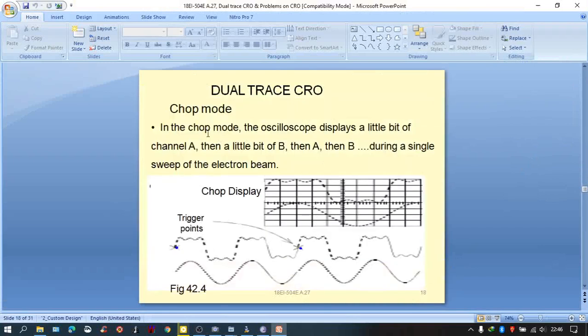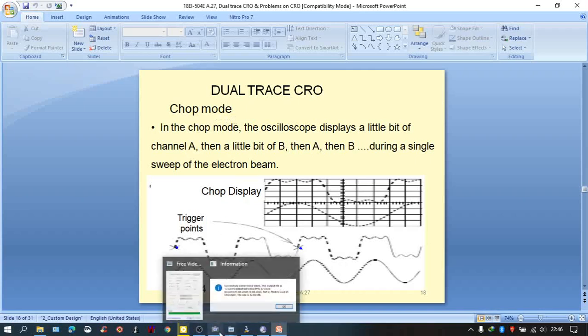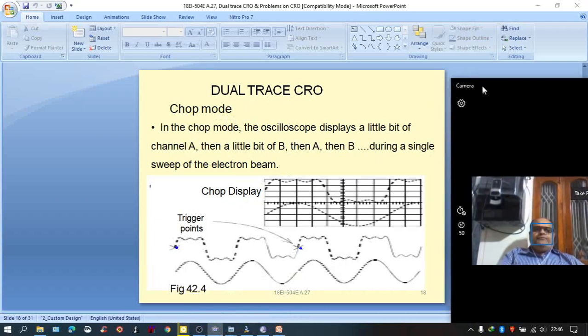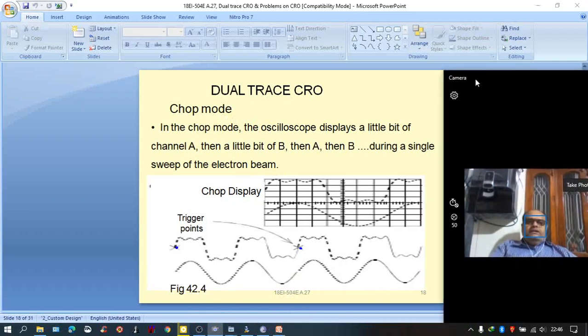Next, in chop mode, till now we have seen alternate mode. Now in chop mode, what happens is a high frequency input is given as a control signal to the channel selector switch. Then the channel selector switch, responding to the high frequency pulse inputs, will keep on changing the channels from A to B, back to A, to B, back to A. Continuously between A and B, it will be changing at a very high frequency.